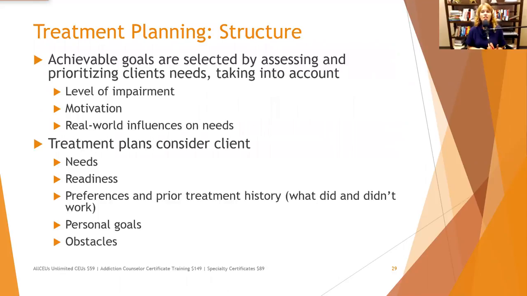Achievable goals are selected by assessing and prioritizing client needs and taking into account their level of impairment. If you've got a client who is significantly impaired, they've got major clinical depression, they're detoxing from 5 years of stimulant abuse, they're not going to be going out and getting a job next week. That's well down the road. So the goals we're looking at now are more like stabilization and engagement.